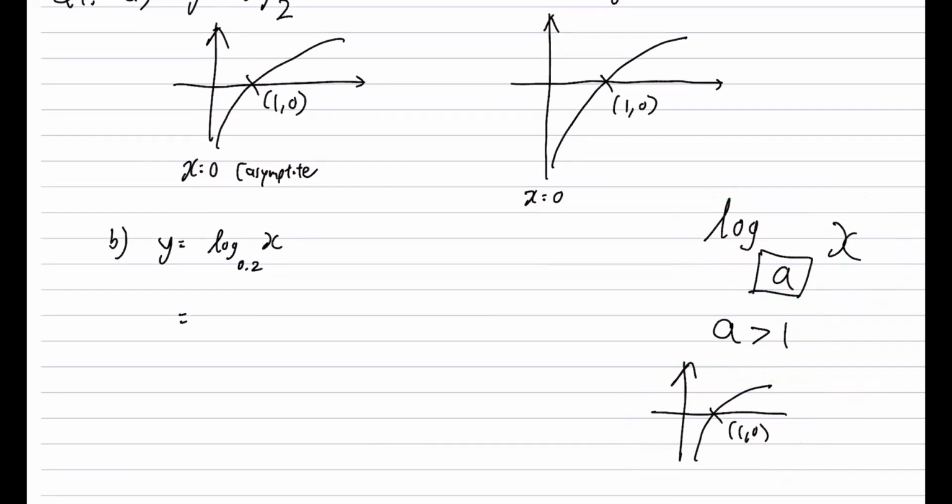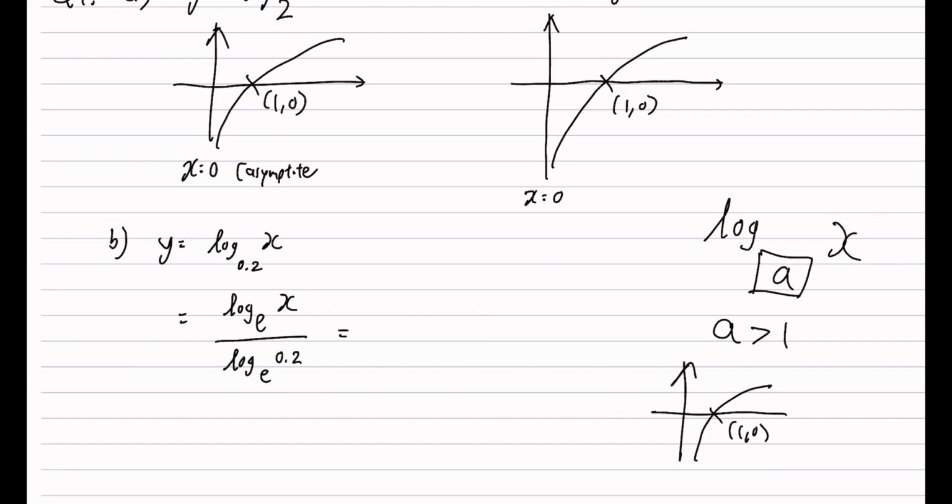But here I see there's a base 0.2, which is no good. I don't understand how to draw the graph with a base that is not bigger than 1. So what I do is I do change of base. I'll change it to, let's say, base e. You can also write down ln if you like. Is e a good choice? Maybe not so good, because I can't really simplify log 0.2 base e without a calculator. But never mind, I think it is still okay.